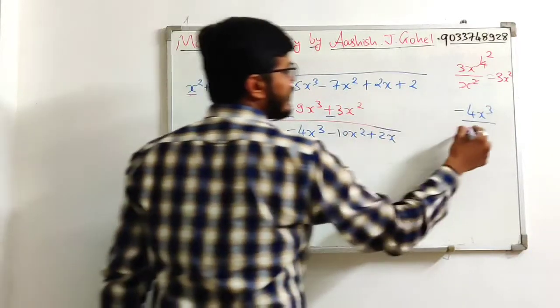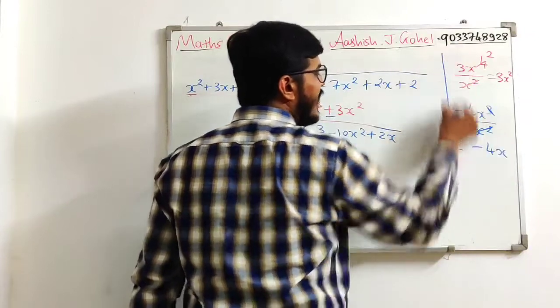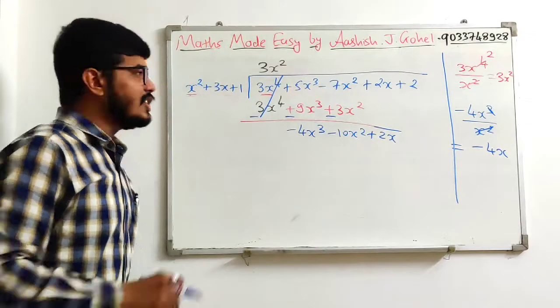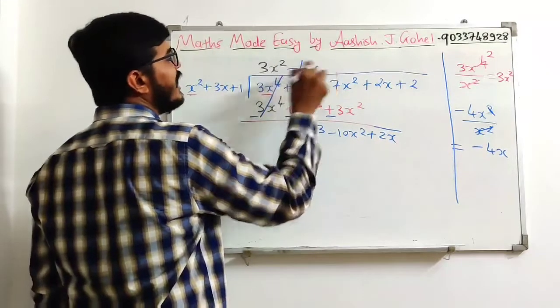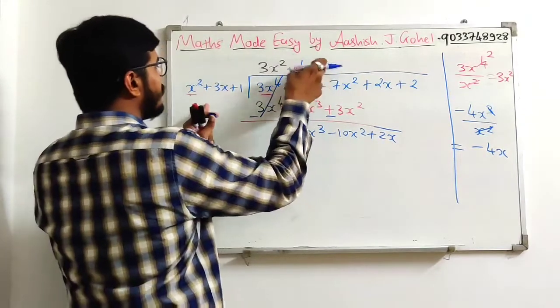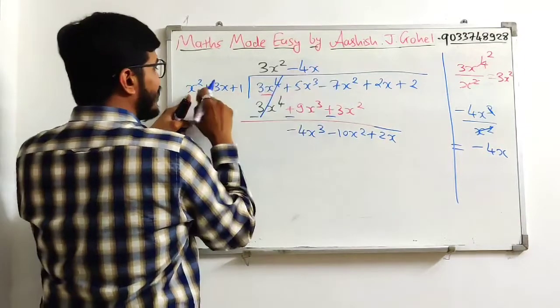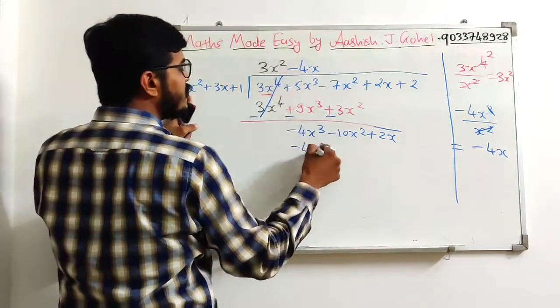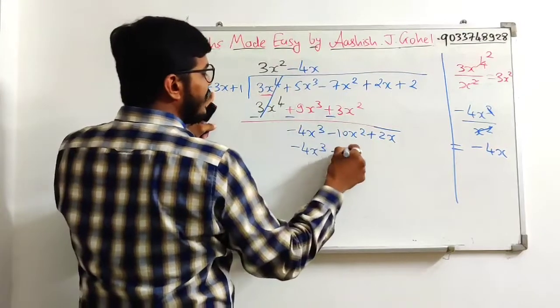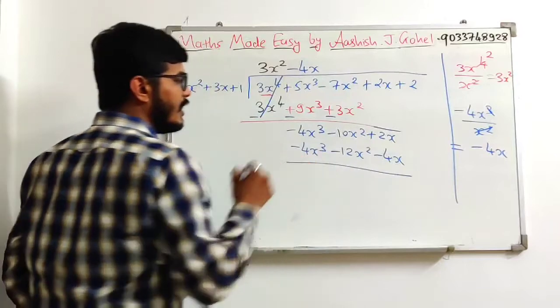Here the first term is x square. So after division we will be having minus 4x. Okay. So here the next term will be minus 4x. Again follow the procedure. Minus 4x you need to multiply with whole equation. So minus 4x into x square will give you minus 4x cube. Here it will be minus 12x square and minus 4x.